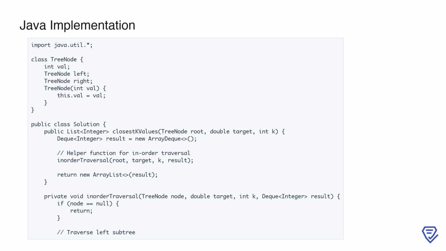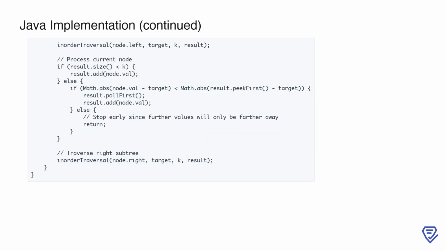This traversal ensures we process the nodes in sorted order, which is key for maintaining the closest values. The result deque is converted to a list before being returned to satisfy the method's return type. The in-order traversal method is designed to recursively navigate the tree while maintaining the k closest values in the result deque. If the current node is null, the method simply returns, ensuring we handle the base case.